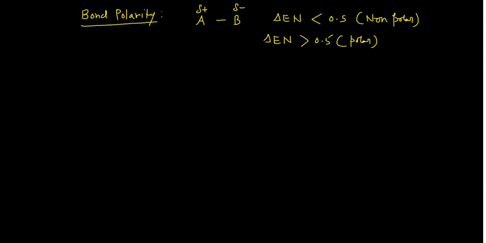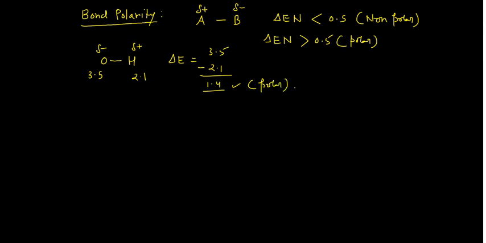See how you can decide whether bonds are polar or not. It's a very important thing. Say you have this O-H bond: the oxygen is negatively charged and the hydrogen is positively charged. If you take the electronegativity difference, oxygen has an electronegativity of 3.5 and hydrogen has 2.1. The difference is 3.5 minus 2.1, which is 1.4. It simply means your bond is polar.